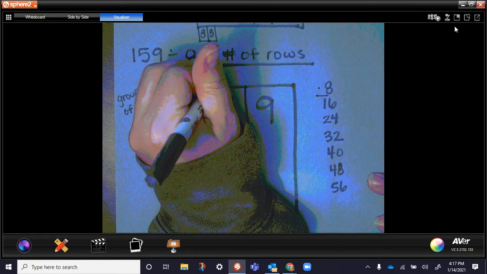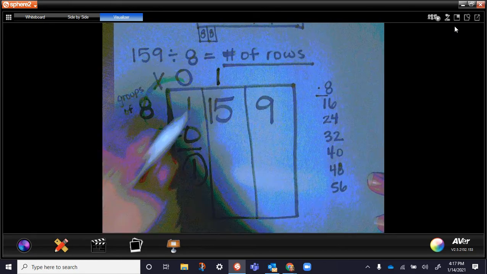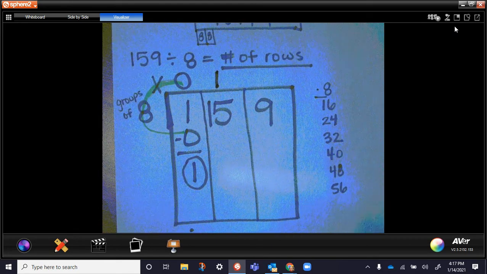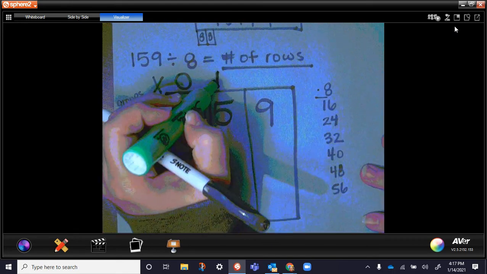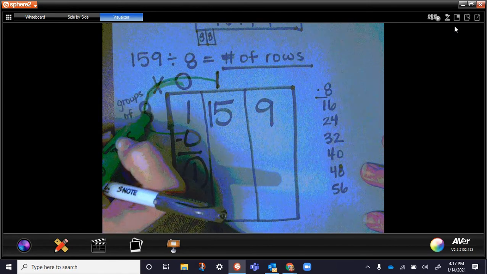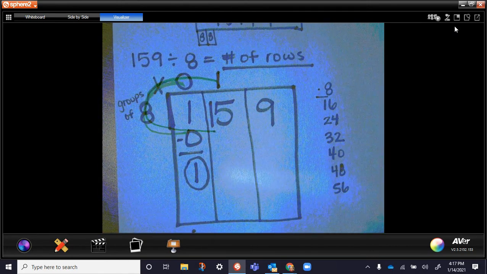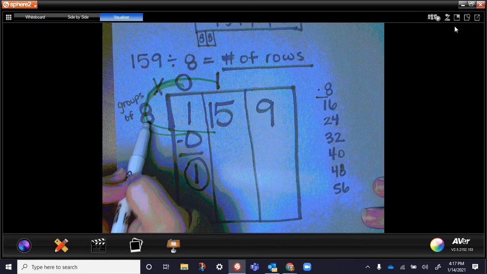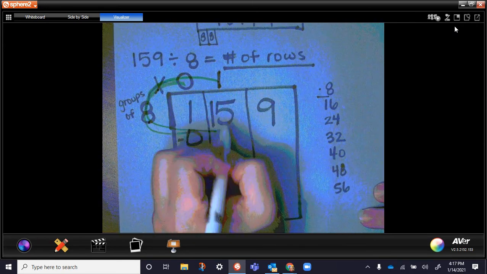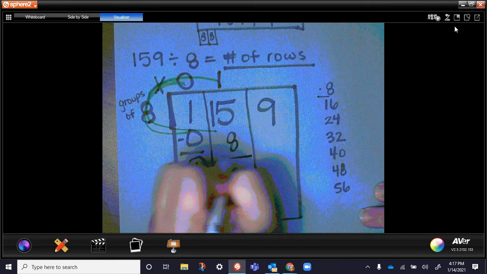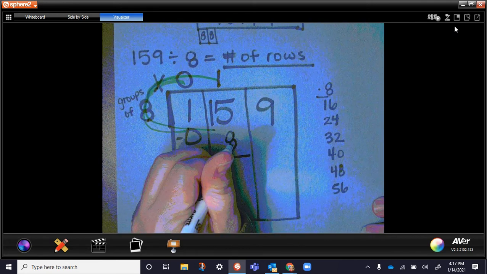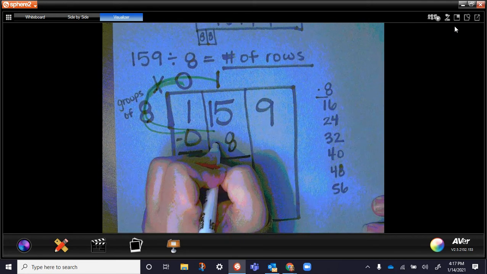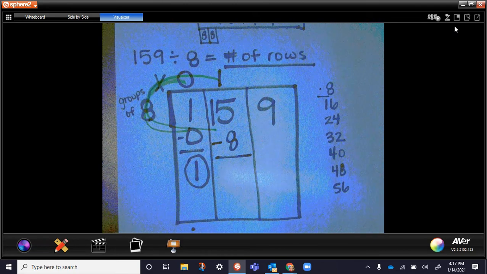So that 1 group that I'm able to make, I'm going to put it on top. And then I'm going to start with the 1 that I put, and I'm going to go all the way around back to my box. And that's what I'm going to multiply. 1 times 8 is 8. Then I'm going to say, okay, I made that 1 group of 8. How much would be left over? So I'm going to subtract.